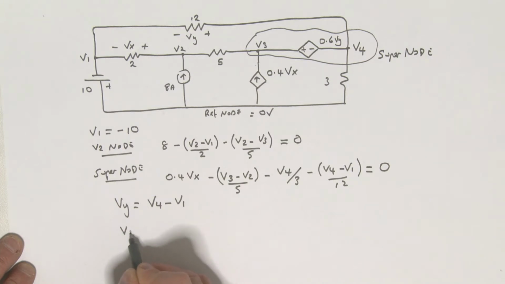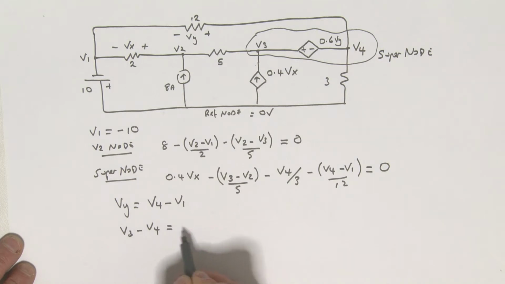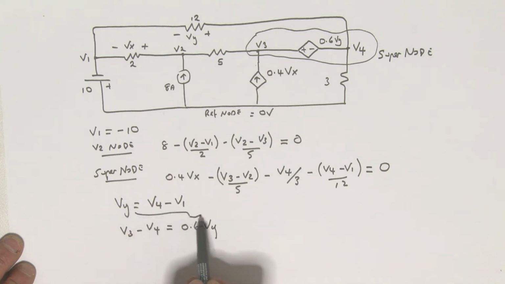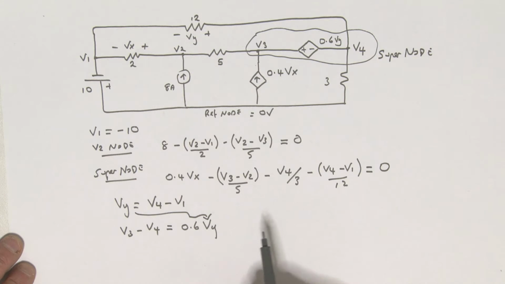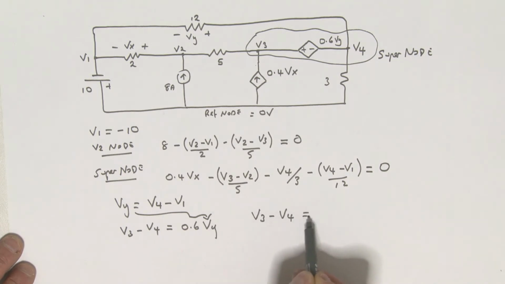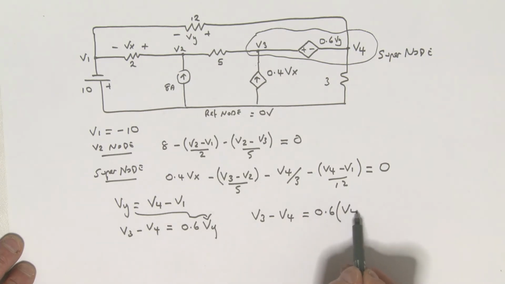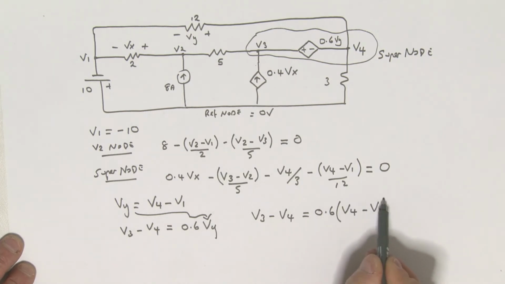So we can say V3 minus V4 is simply equal to 0.6 Vy. All right, can I not put this then into there and get another equation? Well, I sure can, can't I? So I can say really V3 minus V4 is going to be equal to 0.6, open up a bracket, and this is (V4 minus V1). Okay, so I've got an equation there.